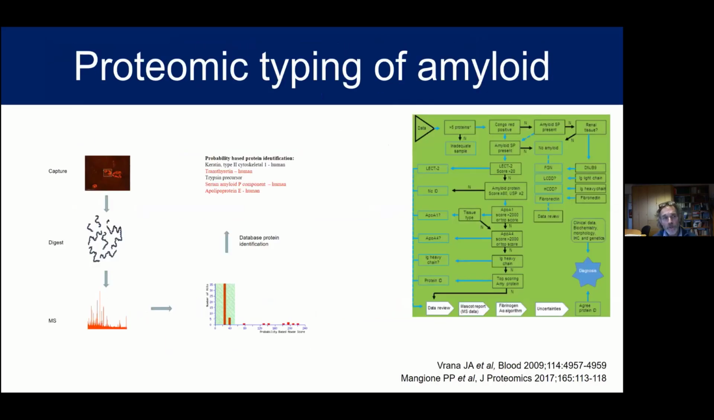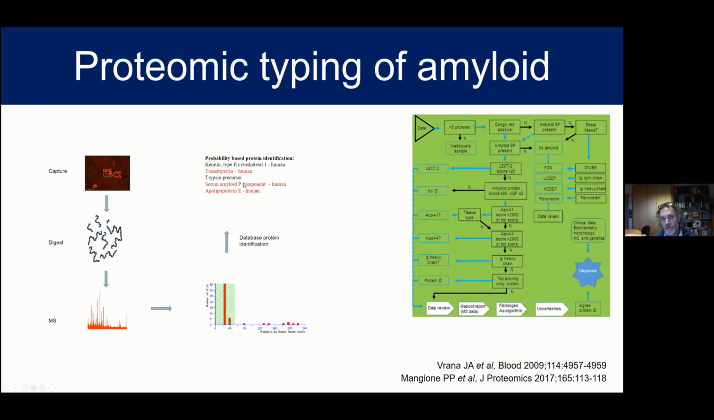The principle is that you stain your tissue with Congo red, you chop out the amyloid using a laser capture microdissection microscope, you digest your amyloid with trypsin, you separate the peptides by HPLC, and then run it through a mass spectrometer, and on the basis of the mass spectrometer, you identify the proteins that are present in your tissue.